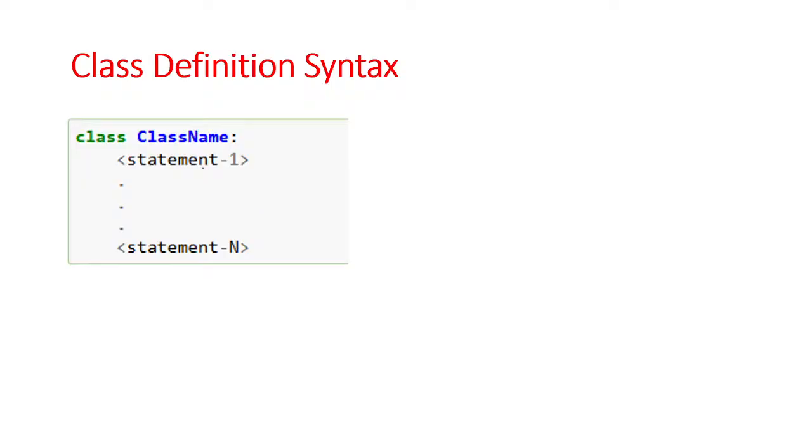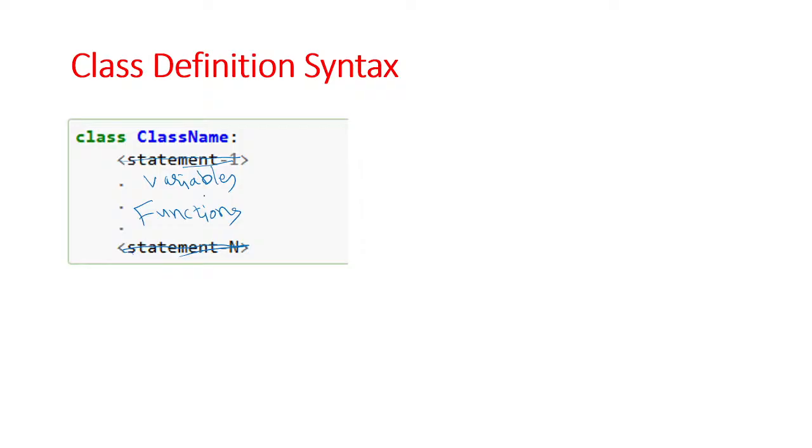Okay, so this is the simple syntax of a class: the class name, followed by statements. Generally these statements include what is inside the class. It contains variables, which you can also call attributes, and functions. These two things will be present inside this. That's how a class is defined.